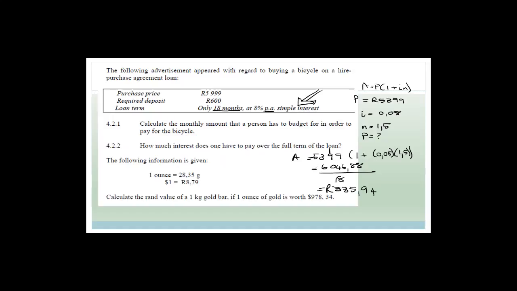Okay, now it says, how much interest does one have to pay over the full term of the loan? Well, do you agree that the total amount that we're going to pay is 6,046.88 plus the 600 Rand, which is going to give me 6,646.88. So for something that was supposed to cost 5,999, I'm now paying 6,646.88. So the difference in the two is going to be the interest, okay?